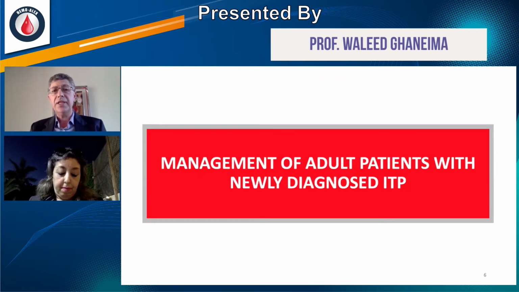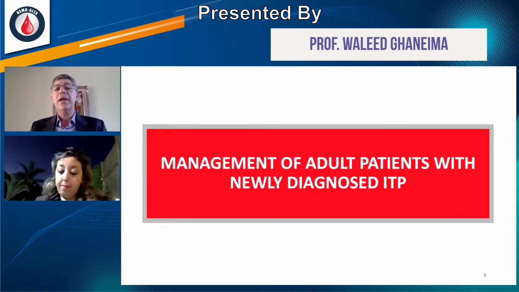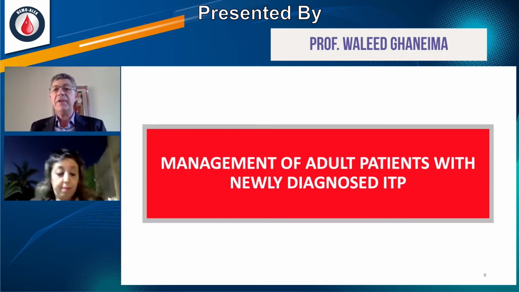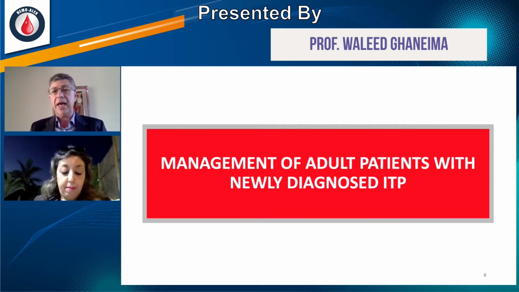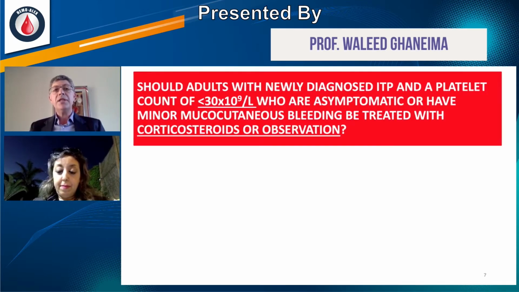So I'll start first by going through the questions and the recommendations on the management of adult patients with a newly diagnosed ITP. That will be the first 6-7 slides, and then the recommendations concerning the management of adults who fail corticosteroid treatment. So the first question, this is how the questions are phrased.